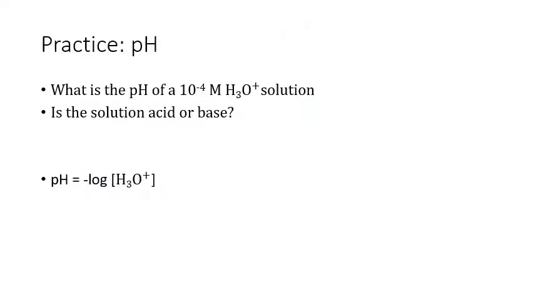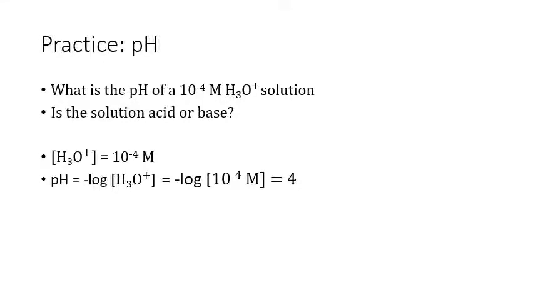So just to do one quick example, we have a sample with 10 to the minus 4 H3O. We want to know, is that an acid or a base? Well, we know that pH is equal to the negative log of H3O. So negative log of 10 to the minus 4. We put in that number here and we can calculate what the pH is. Negative log of 10 to the minus 4 comes out to 4.